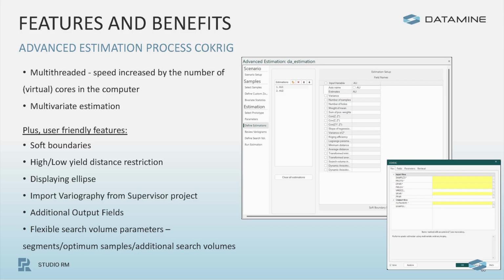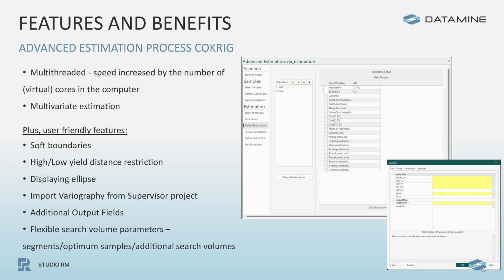Let's talk about Concrete. This is our new estimation process and it supersedes Estima. This process is multi-threaded, so the processing speed increases by the number of cores you have on your computer. So if an estimation is taking 24 hours to run, that same estimation in CodeCreek with a computer of 8 cores will now take 3 hours.